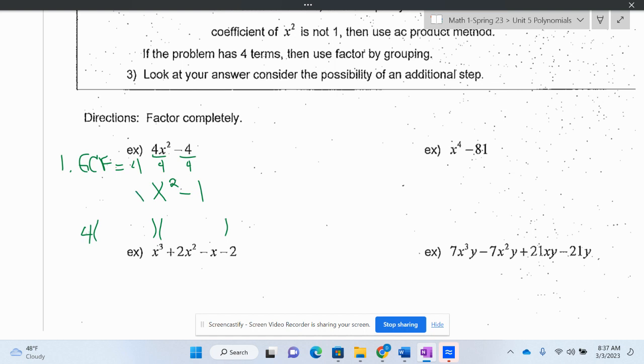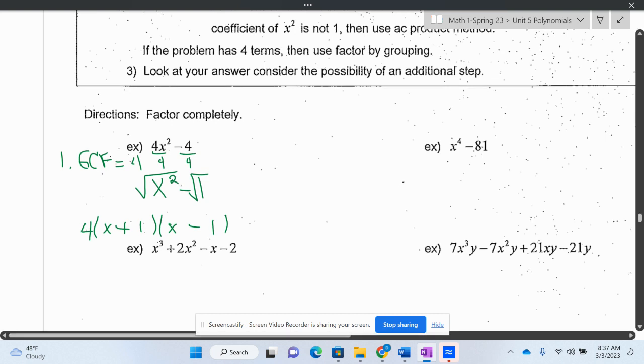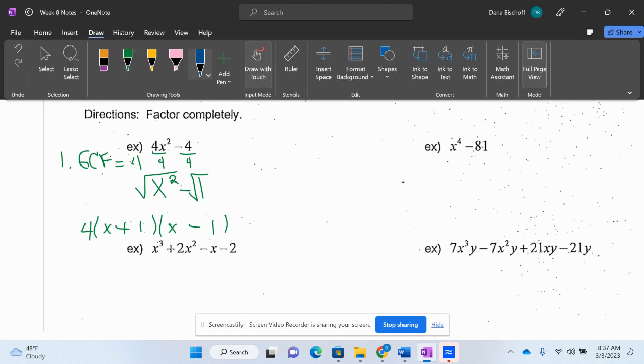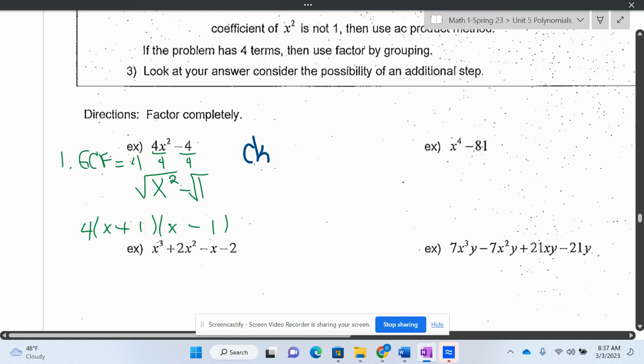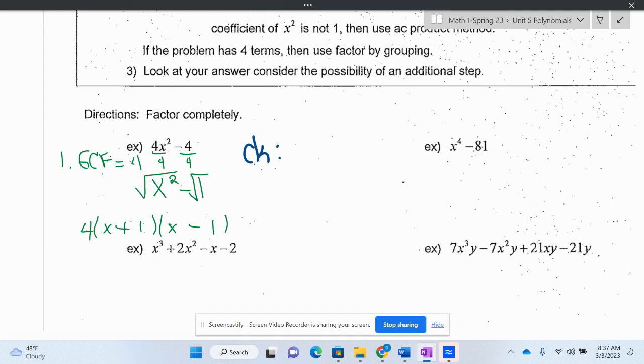So we take the square root of the first term, which is x, and we take the square root of the second term, which is 1. And do you guys remember how we did this? We put a plus in one binomial and a minus in the other. So this one is important because I want to check this to make sure that you remember how to do it. And I'm just going to check by using the FOIL method.